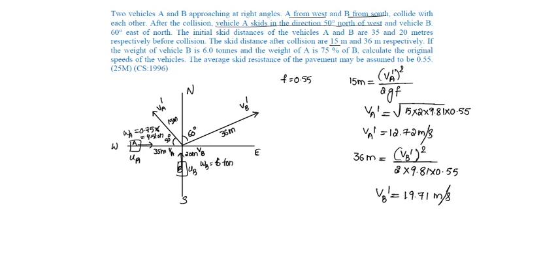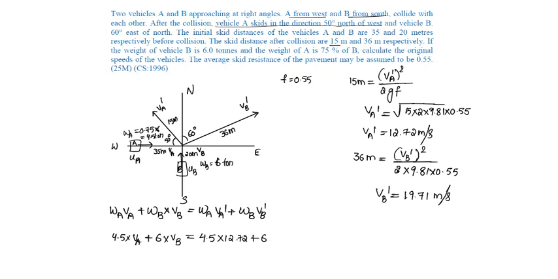Applying momentum equation, momentum is mass into velocity of A initially plus weight of B into velocity of B equal to final weight into final velocity of A plus final weight into final velocity of B. Weight of A is 4.5 tons, velocity is VA, we don't know that. Weight of B is 6 and velocity is VB. Weight doesn't change, so WA is 4.5 into VA dash is 12.72 plus WB is 6 into VB dash is 19.71, from which we get 4.5 VA plus 6 VB is equal to 175.5.